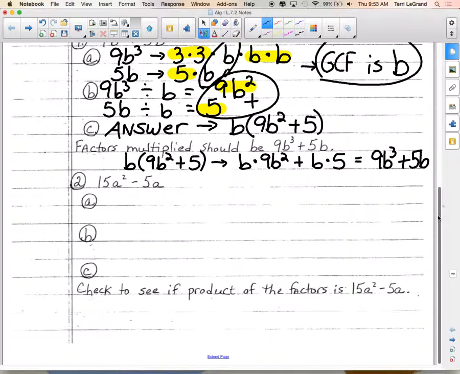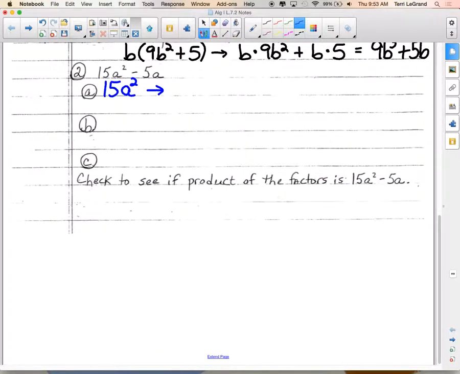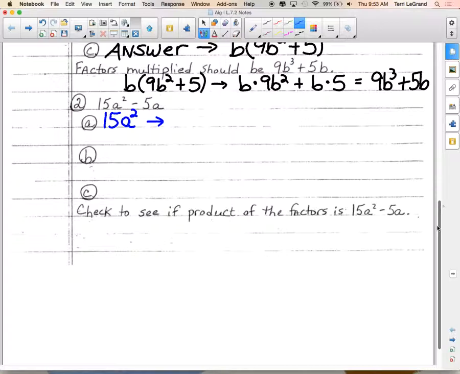Questions? Okay, you go ahead and try the next one then. Try it first. Remember, in the first step, you factor each term. In the first step, you take 15a squared and you do prime factorization for the constant part, and you write how many factors of the variable there are. And then you decide what your GCF is.